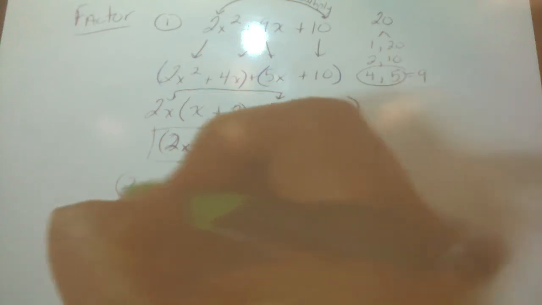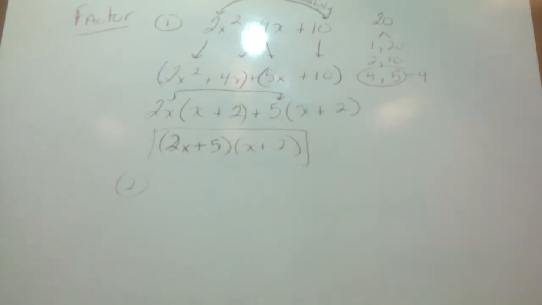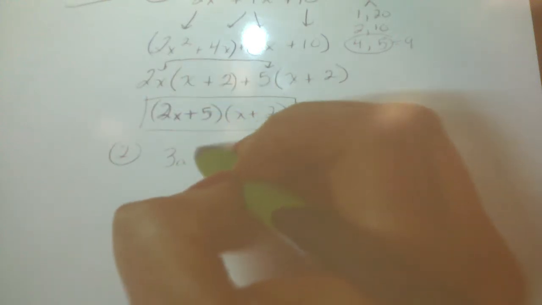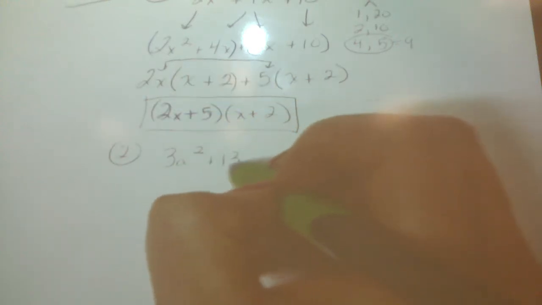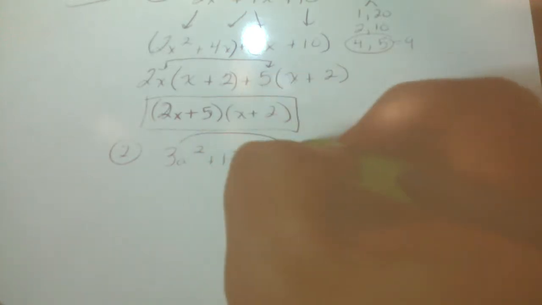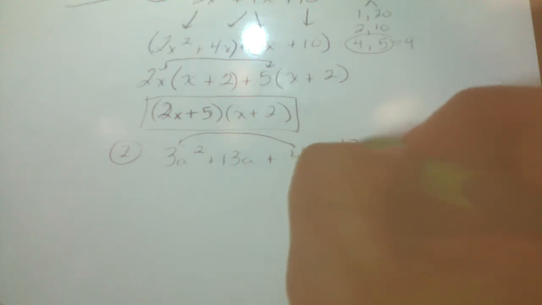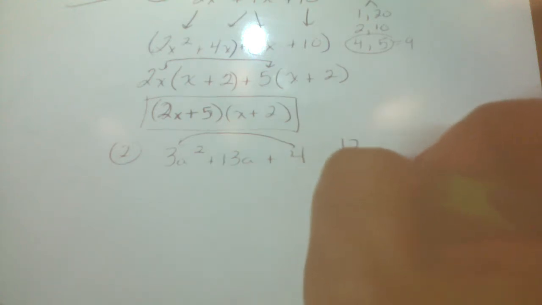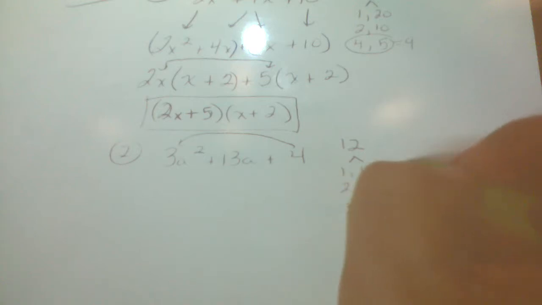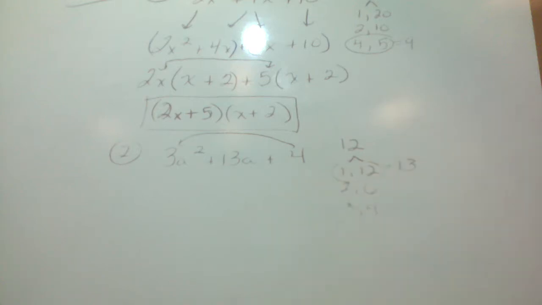Number 2. Let's try another one just like this. Number 2, I've got 3a squared plus 13a plus 4. First thing I'm looking for is a GCF. I don't see it. Let's start to multiply. So I've got 3 times 4. That's giving us 12. Let's list the factor pairs. I've got 1 and 12, 2 and 6, 3 and 4. I'm looking for 13. Well, that's the very first one.